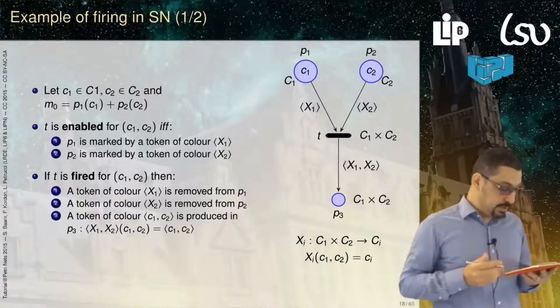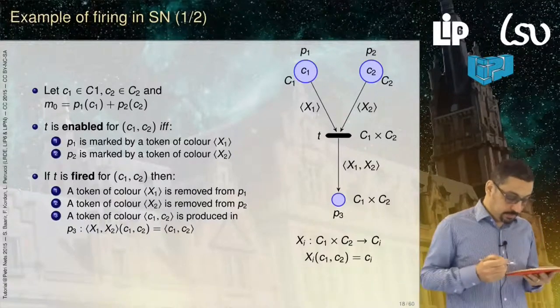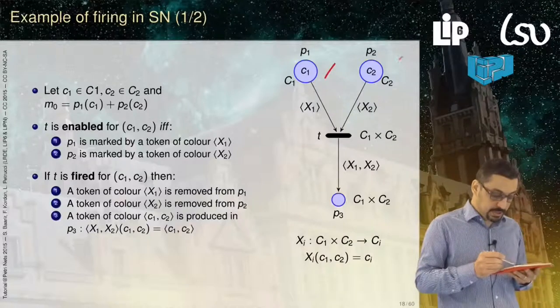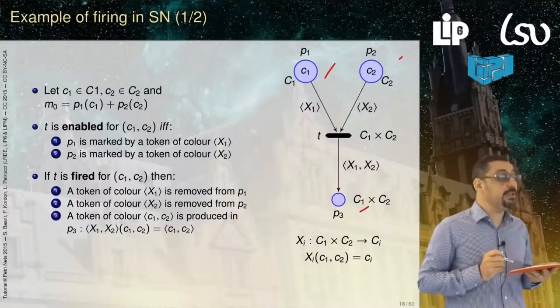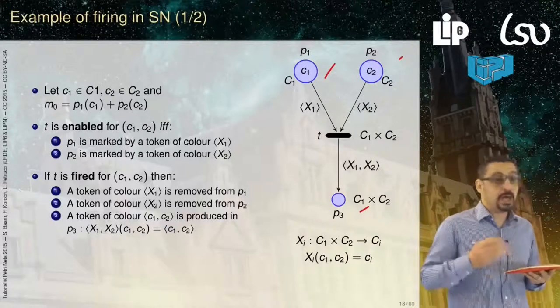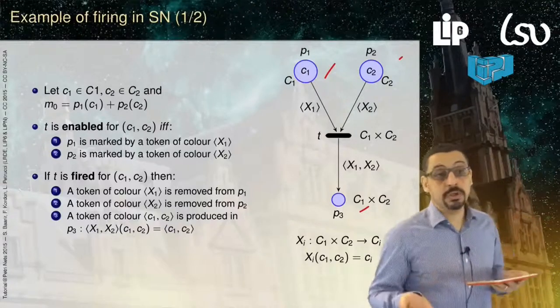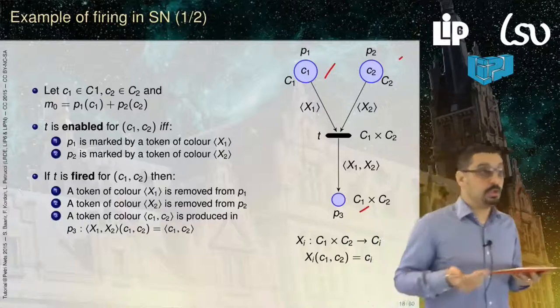And the concept is very simple. The example is very simple. Here we have three places, as you can see here, called P1, P2, and P3. And the three places are associated to color domains.